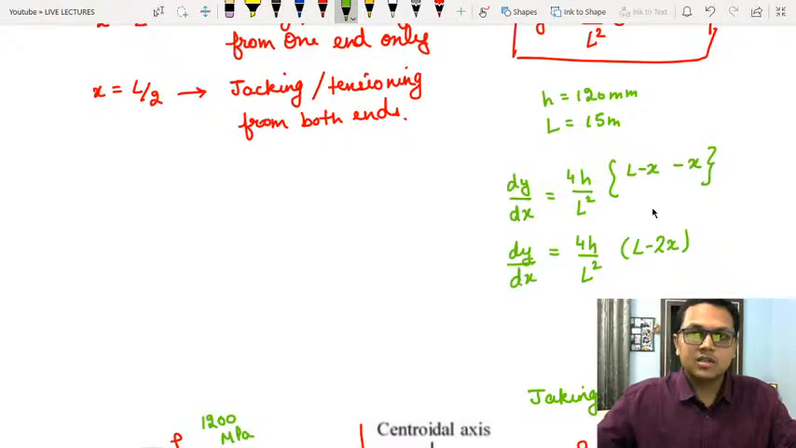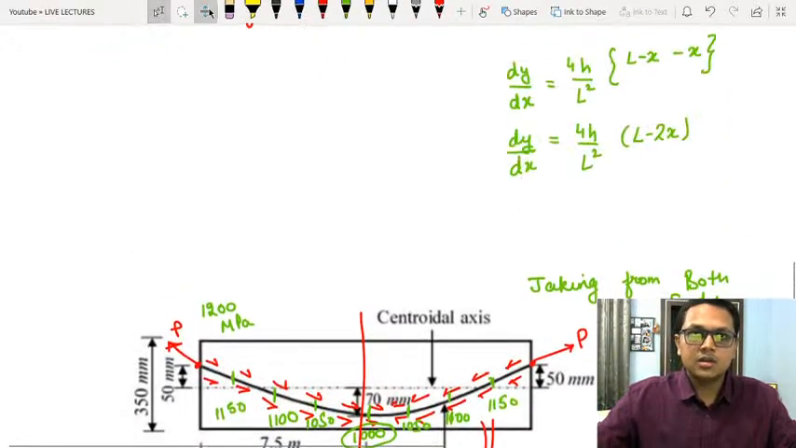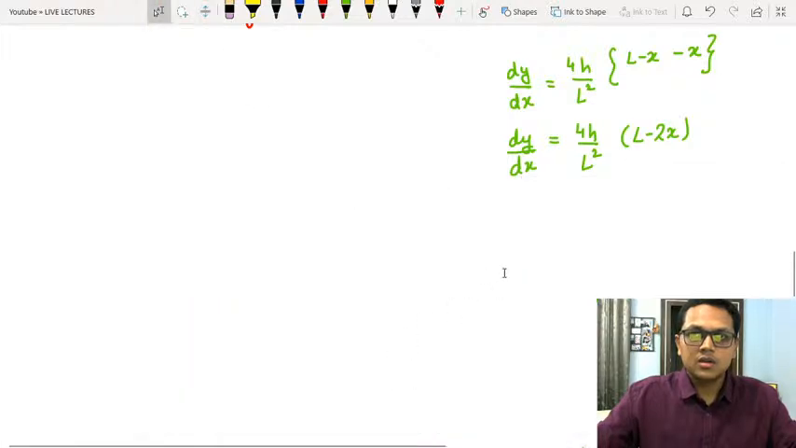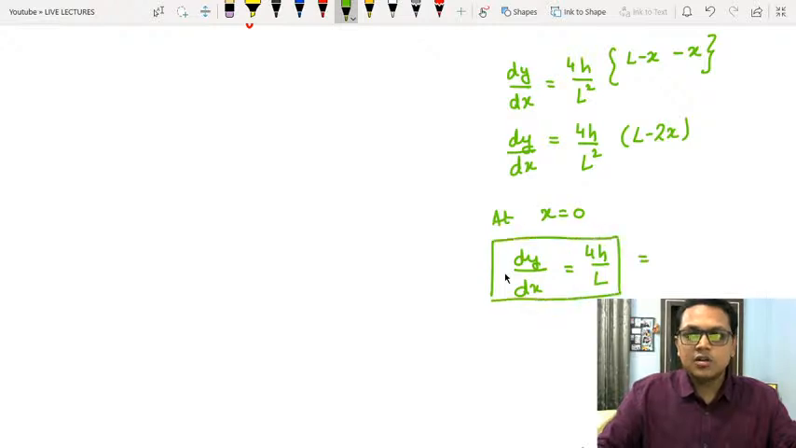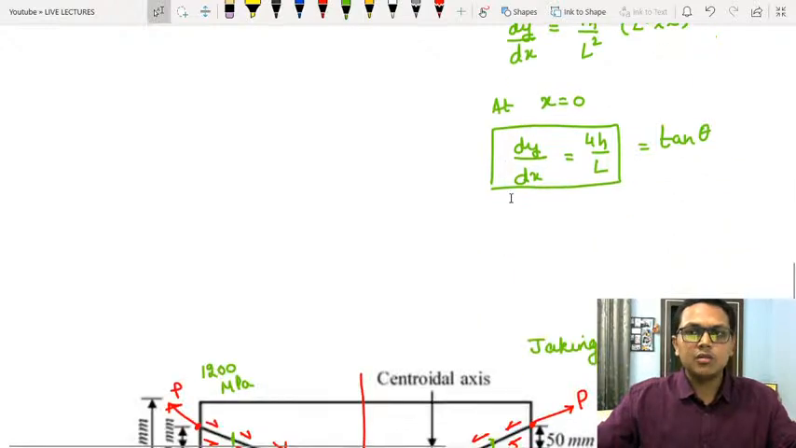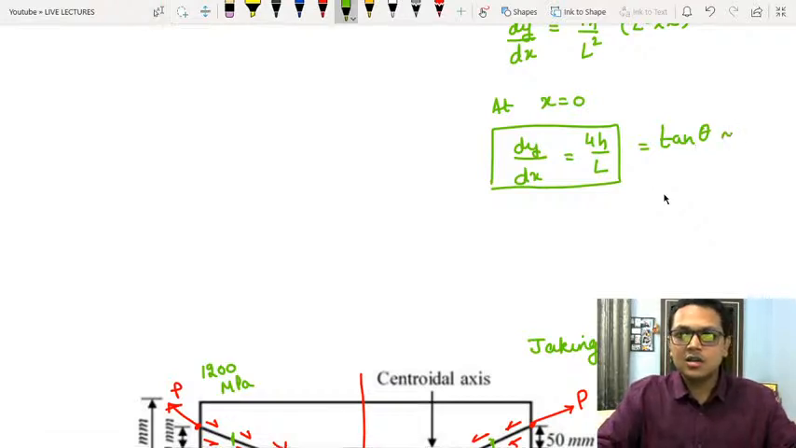So at x is equal to 0, dy by dx is equal to 4h by L. Since this is equal to tan theta and theta is very small as compared to the length of the member, tan theta is almost equal to theta, so theta is equal to 4h by L.